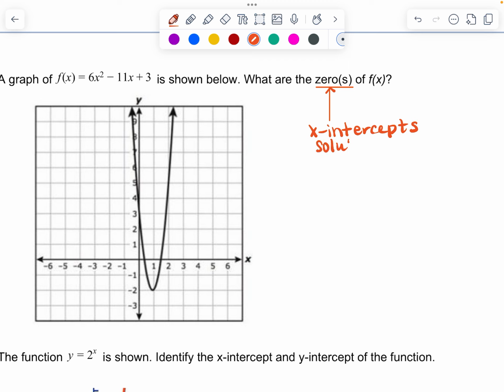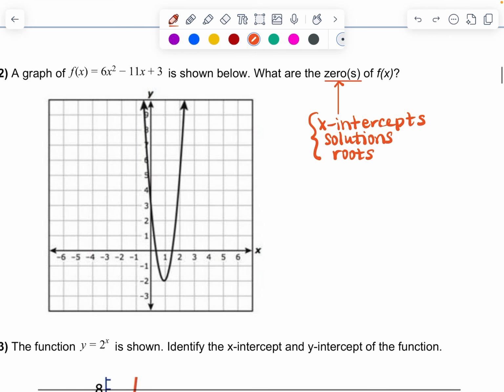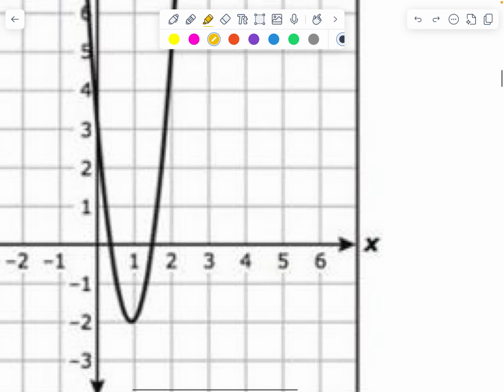So we have zeros, solutions, and roots. All of these words, including zeros, they all mean the exact same thing. And all they're doing is asking you to find the x-intercepts. So we're trying to find this and this.